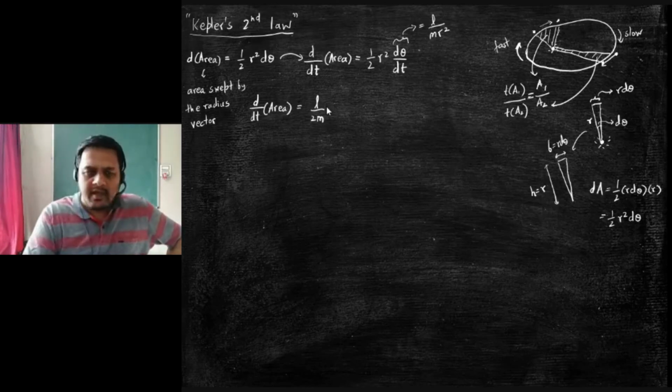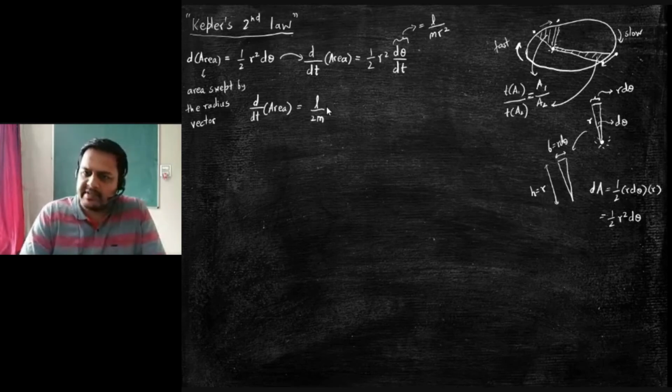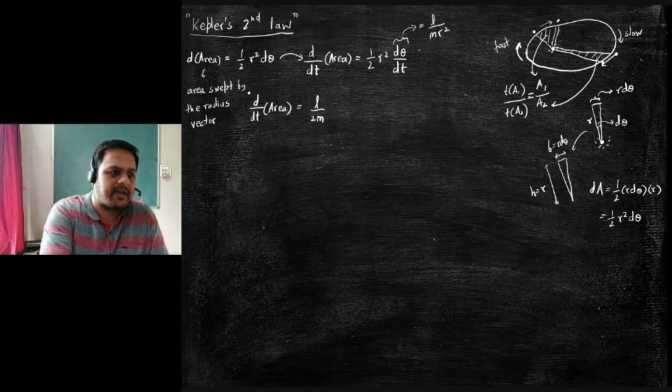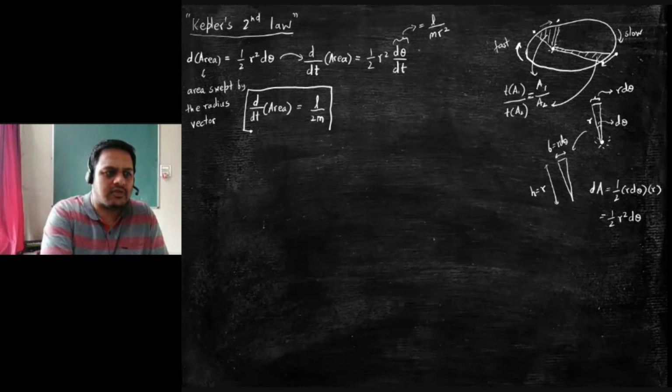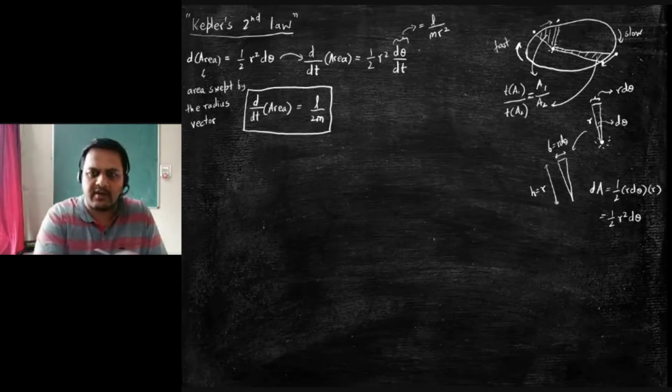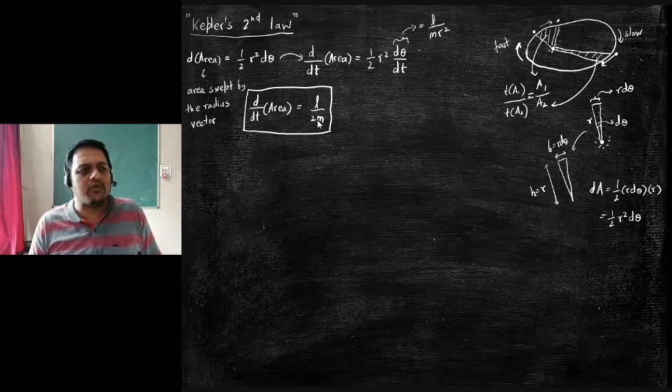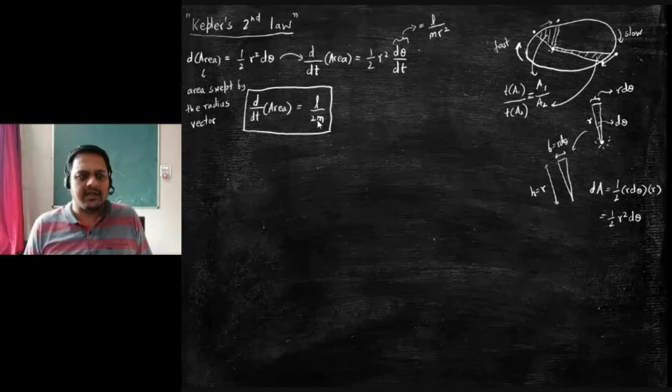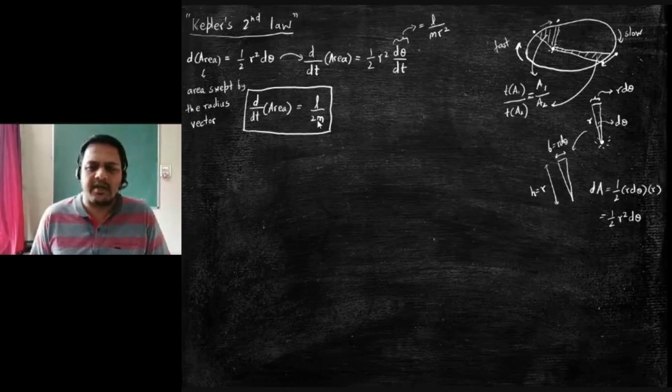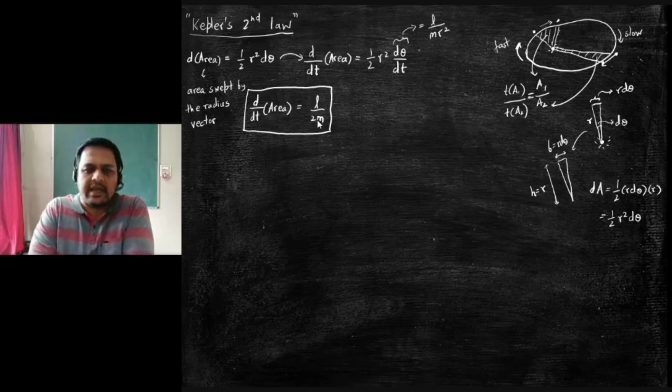L by 2m. L we already know is a constant. m is a constant. Therefore, we arrive at Kepler's second law of planetary motion. We have shown that the rate of change of area is actually a constant, which is what Kepler's claim was. We proved that d by dt of the area is a constant, which means that small area will be swept out in a small amount of time, larger area in a larger amount of time, and equal areas in equal amounts of time, which was Kepler's original statement.